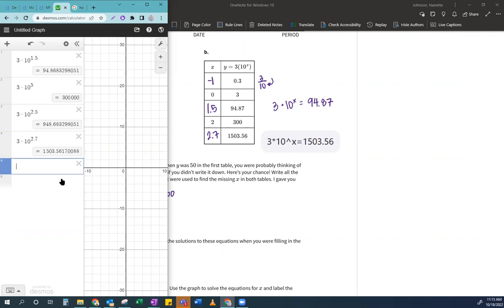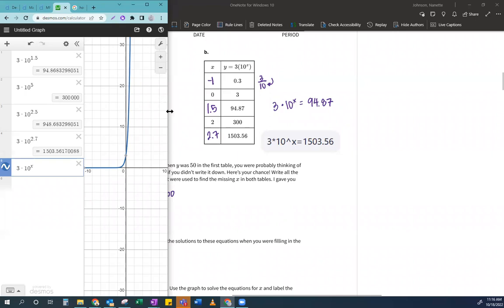Yeah, the function. Okay, so you want me to type 3 times 10 to the x? I keep hitting Control V because I don't like typing all that. It's just more efficient. I told you earlier that mathematicians are really efficient. Okay, fine. I graphed it, Miss Johnson. Now what? Well, I'm looking for these y values, right?